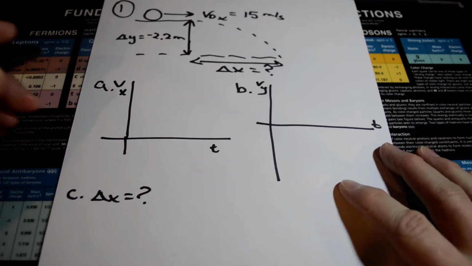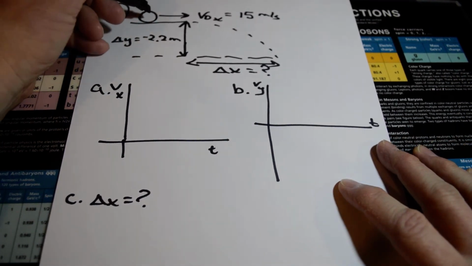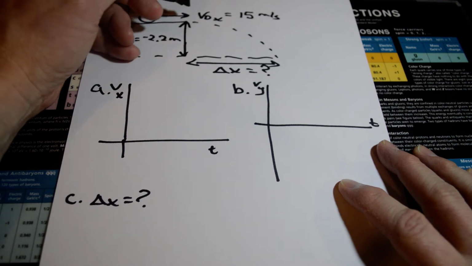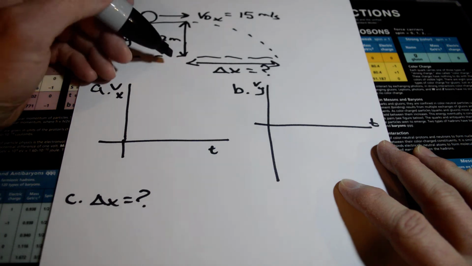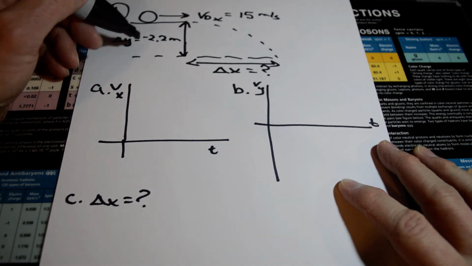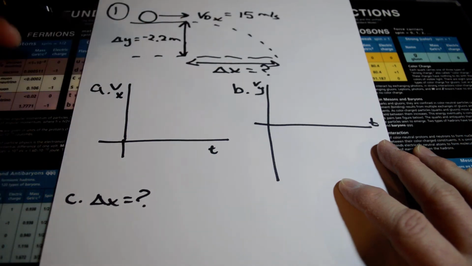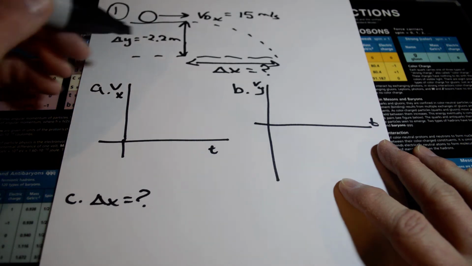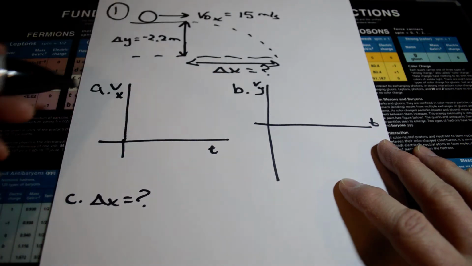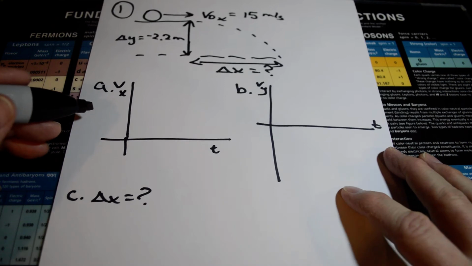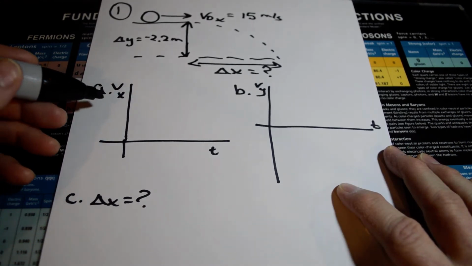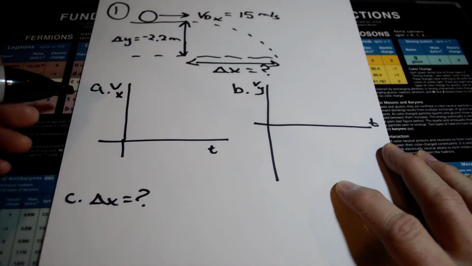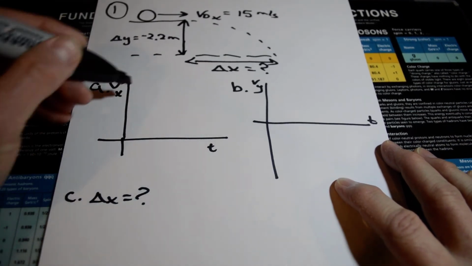Horizontal projectile problem for the first one. Object is thrown or shot off a cliff with a velocity in the x direction of 15 meters per second from a height of 2.2 meters. We label it negative because by the time it ends, you'll have a negative displacement. One of the questions is how far does it go? But the first question is if you could graph what the horizontal velocity for part A and the vertical velocity would look like as a function of time.